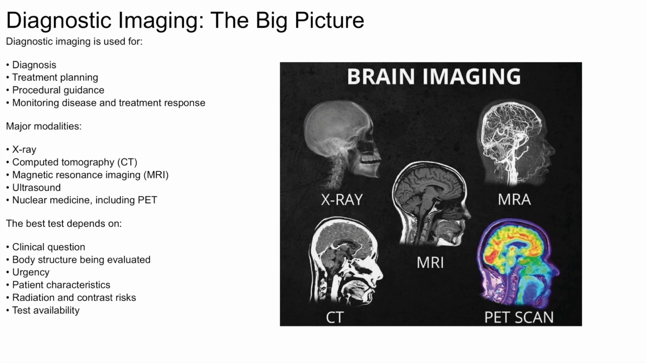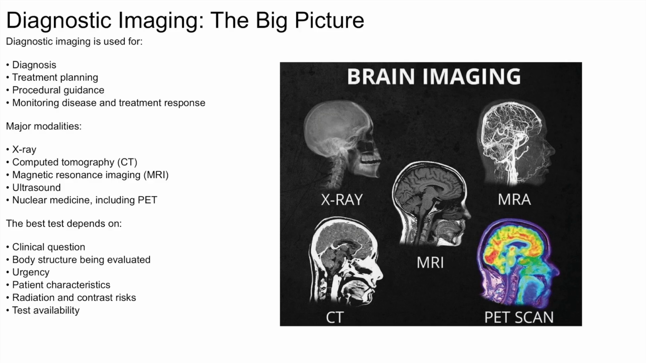So X-rays are quick and useful for bone and the chest. CT provides rapid cross-sectional imaging and is valuable in emergencies. MRI produces excellent soft tissue detail, and ultrasound often offers real-time imaging without ionizing radiation. Nuclear medicine and PET show physiology or molecular activity rather than anatomy alone.